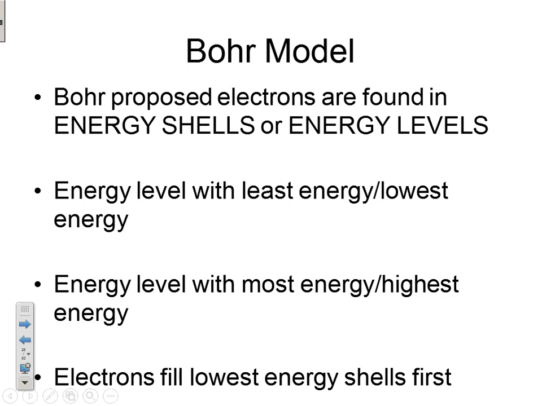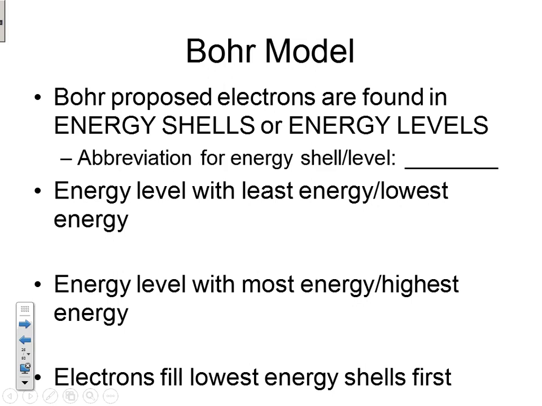Just a reminder that Bohr is the one who proposed the idea that electrons exist in energy shells or energy levels. He was the first one that said maybe there's some organization to the electrons and that they're not just random and all over the place on the outside of the atom. He abbreviated this energy shell, or energy level, as n. So if you see n equals 1, n equals 2, that's shell 1, shell 2. That's the number of the energy shell.